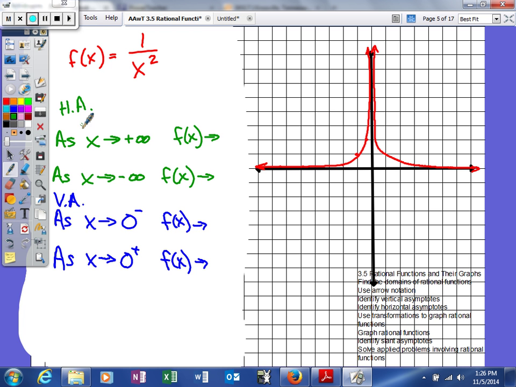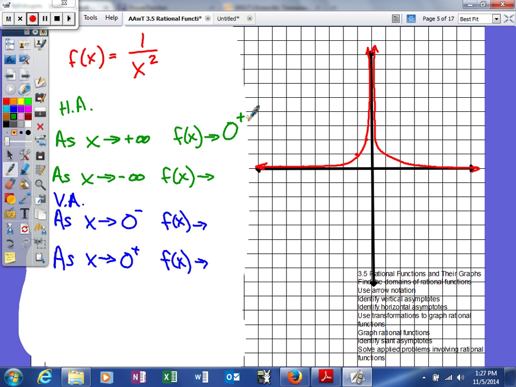Now the first one, dealing with a horizontal asymptote, which would go this way, we're going to look as x approaches positive and negative infinity. And as you can see, here are the x values. As they get larger and larger and larger, what happens to our function? Well, you can see it's getting closer and closer to that x-axis. The x-axis has a y value of 0, so therefore our function approaches 0 from above. So we'll say 0 from the plus side.